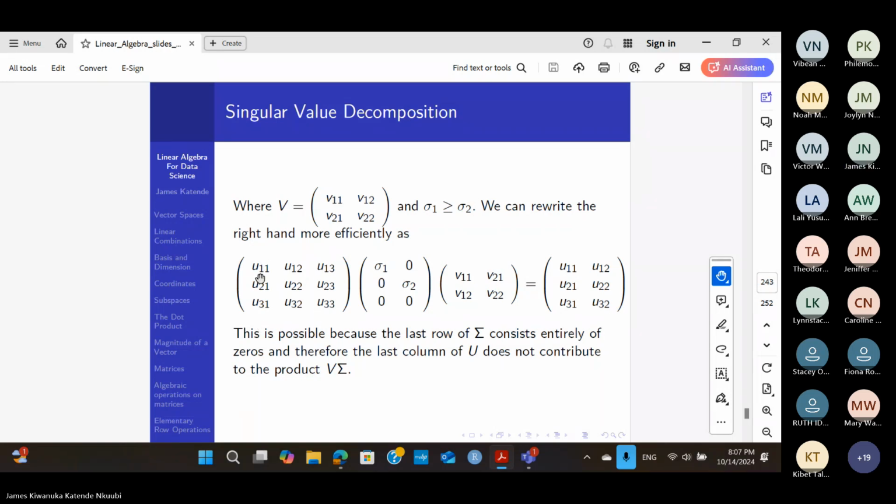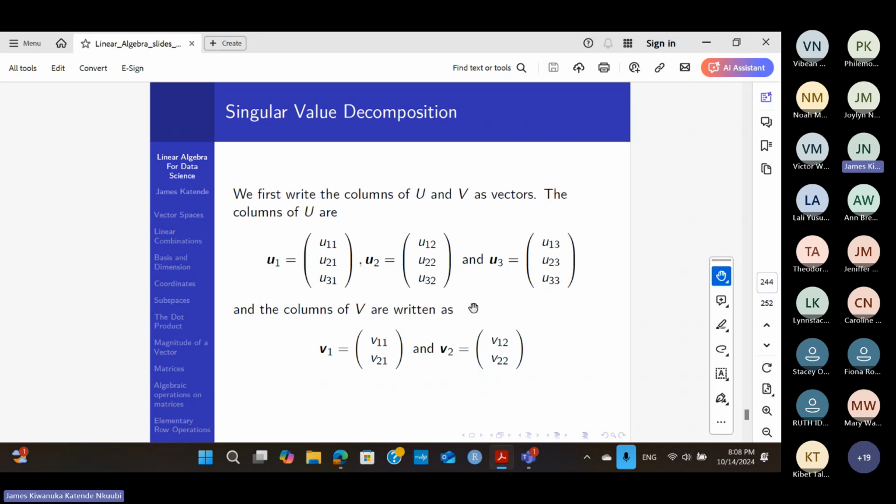These vectors in this matrix U are called the left singular vectors. So these columns of the matrix U are called the left singular vectors. And also the columns of the matrix V are called the right singular vectors. We'll see how to get them. And then these values here are called the singular values, sigma 1 and sigma 2. So we can rewrite this, we can expand this as a sum of rank 1 matrices as follows.